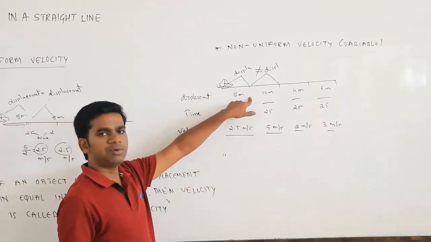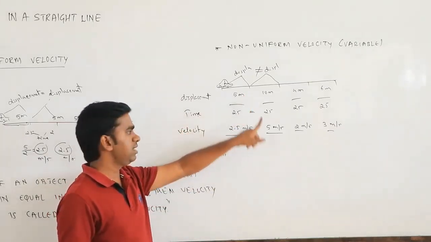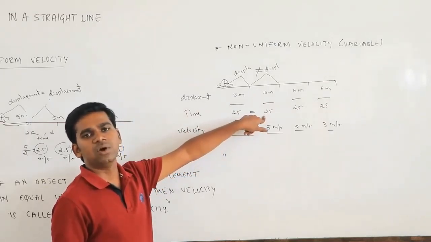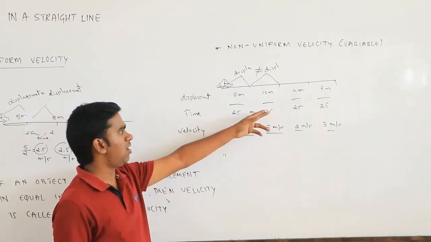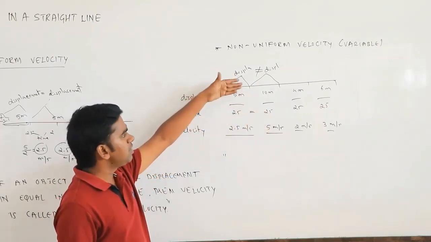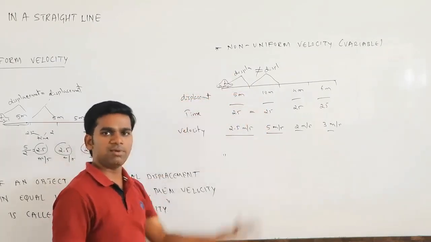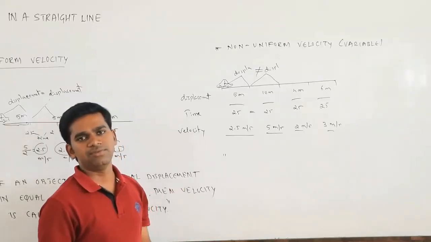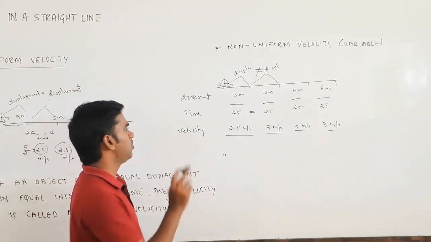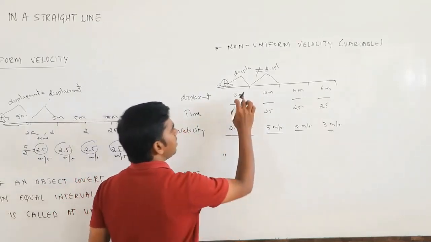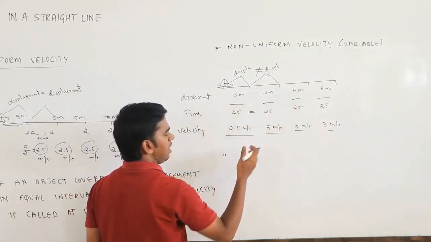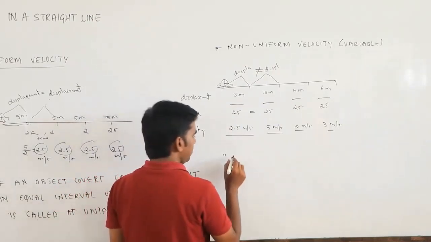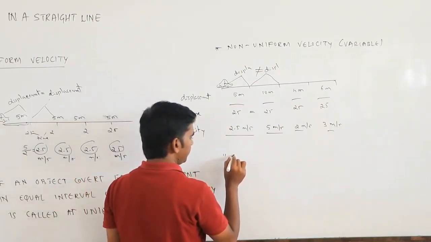If an object covers unequal distances in equal interval of time, it is called as non-uniform velocity. Or if object covers equal distance in unequal interval of time, then also it is called as non-uniform velocity. Don't get confused, we will pick only one. What is that? Equal displacements in unequal interval of time, not distance, displacements. Okay. So what you can write?